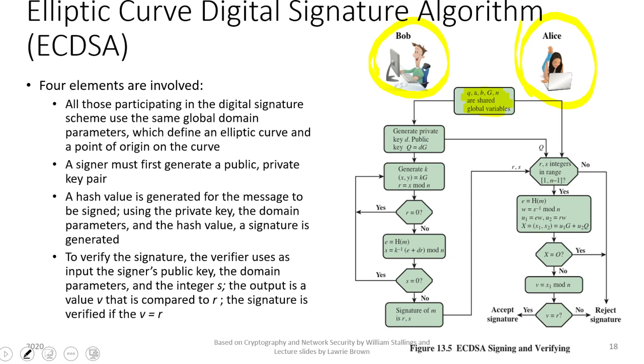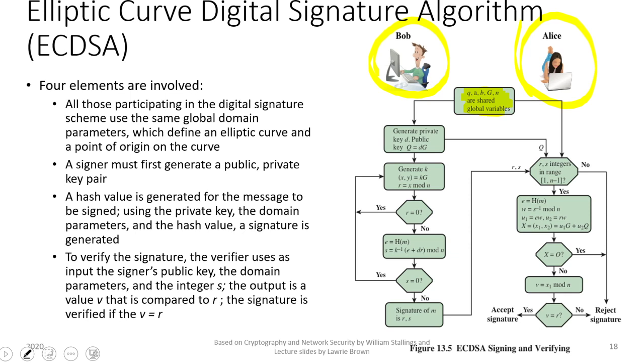Then we go about creating the hash value for the message. We would generate the hash value for the message, and then using the hash value, the private key that was created, and the global domain parameters that we have, the signature will be generated. So at the point of generating the signature, we would use the global parameters, the private key, and the hash value of the message as inputs.